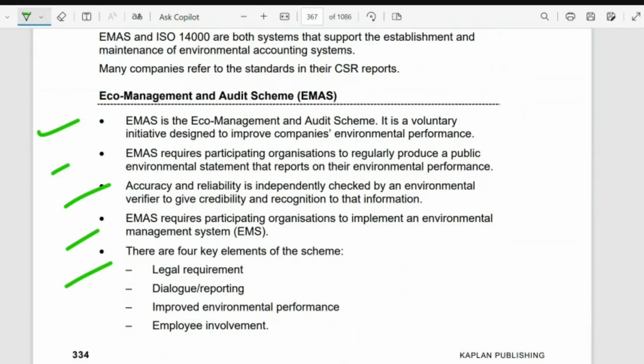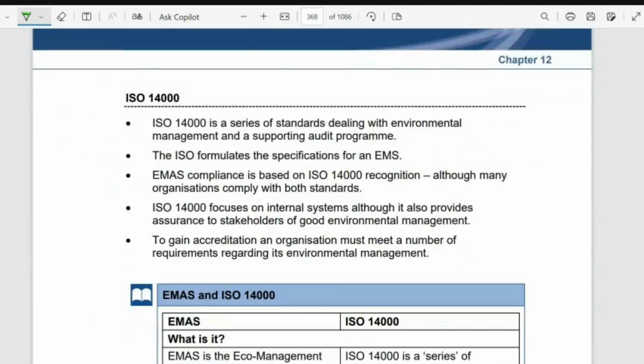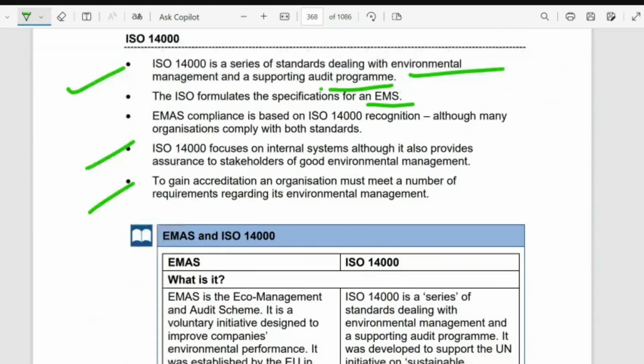The key four elements of the scheme: legal requirement, dialogue, improved environment, and performance. Employee involvement is there. ISO, what is the ISO 14,000 series? Just see, it is a standard dealing with environmental management and the supporting audit program. ISO formulates the specification for EMS. So remember, ISO 14,000 is for what purpose, what is its meaning, and how it works.